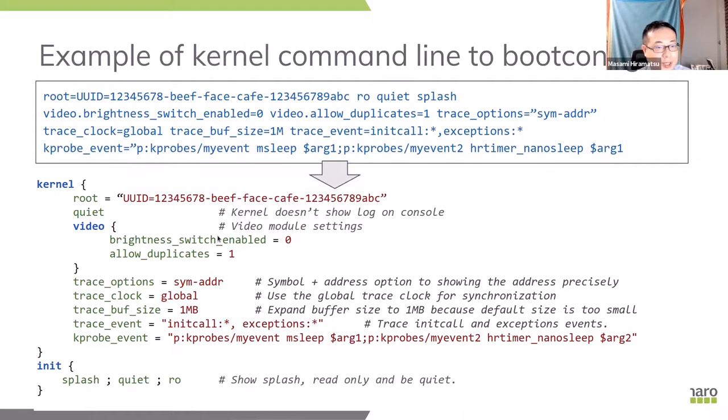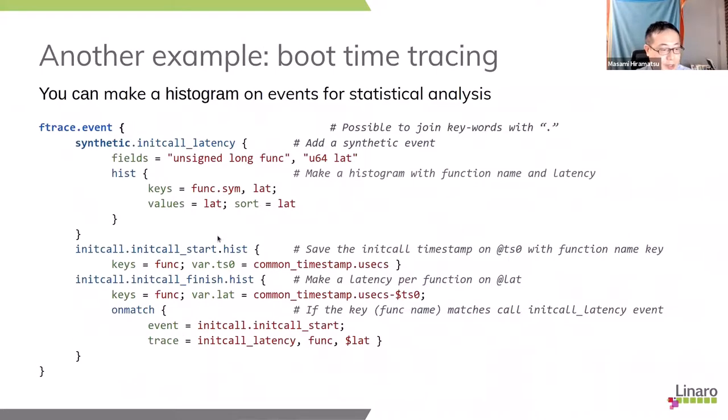Okay, let's see more examples. Here is another example of bootconfig: boot-time tracing. Boot-time tracing natively supports bootconfig, so its options don't start with kernel or init, but with ftrace. This shows an example of making a histogram of initcall functions. Usually histogram tracing needs a long command, but as you can see, bootconfig allows us to write it in a structured style, and it is easy to read.